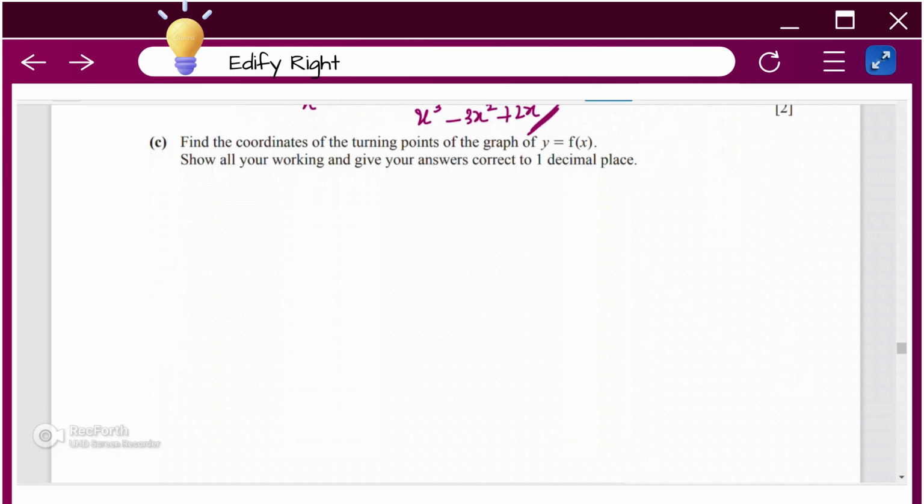Next, find the coordinates of the turning points of the graph y equal to f of x. Show all your working and give your answers correct to 1 decimal place. Now, to find the turning points, all you have to do is find y dash, or basically the first derivative of the function, and equate it to 0.